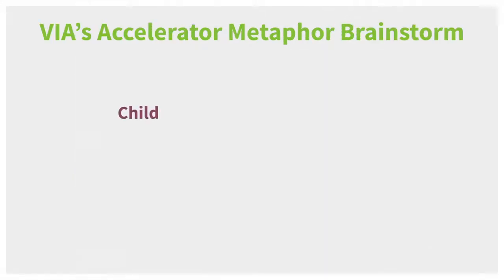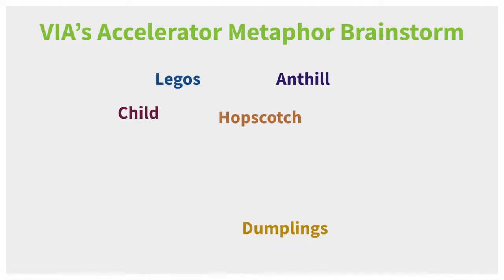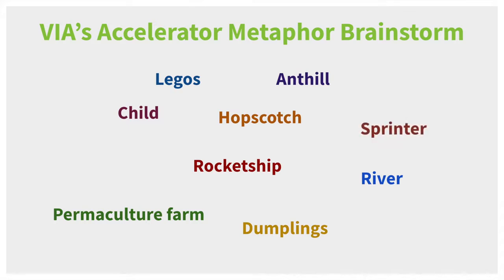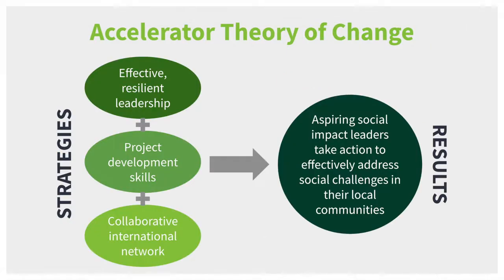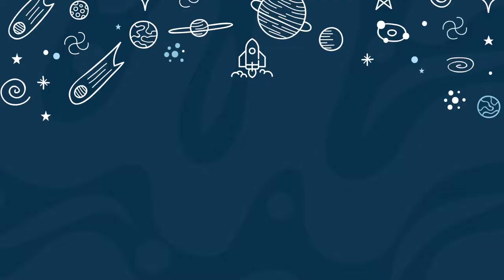Just as a fun example, our staff recently did a little brainstorm activity for a visual accelerator metaphor. We had a lot of great ideas come up, and I picked one of them, the rocket ship idea, to illustrate our theory of change because we already use space as a theme with the accelerator quite a bit. So a metaphor helped us go from this, which is just a simple diagram, to something more interesting.